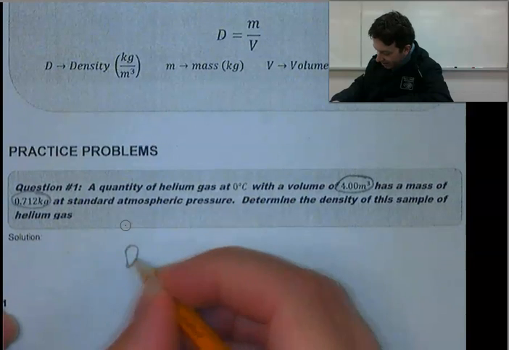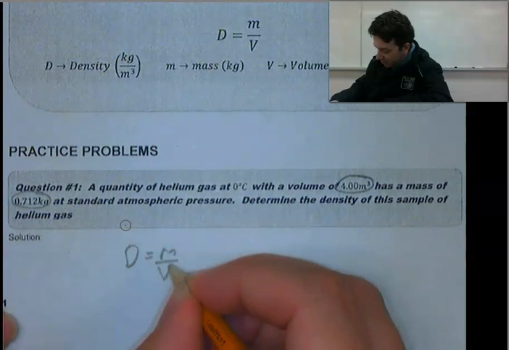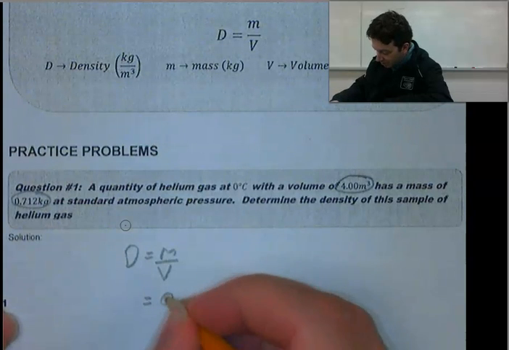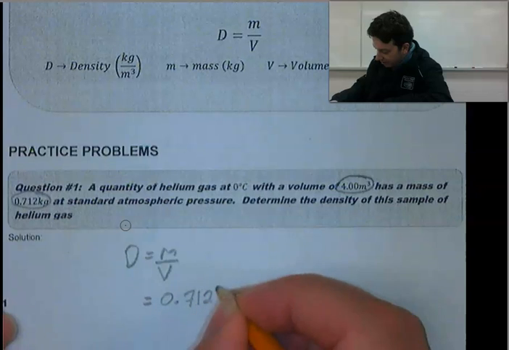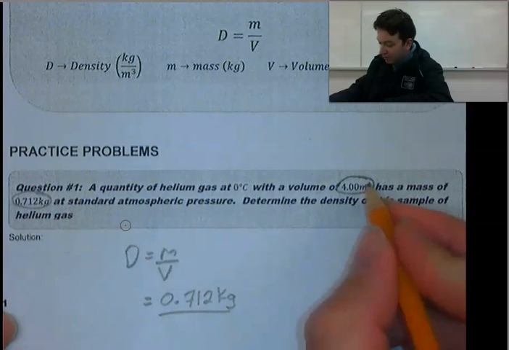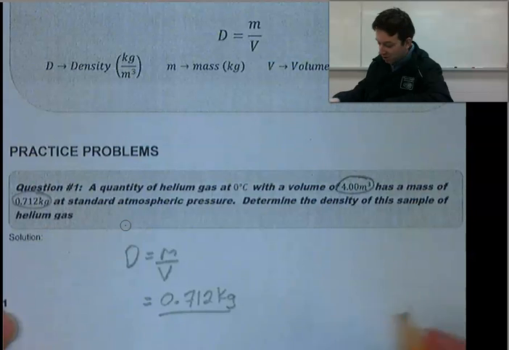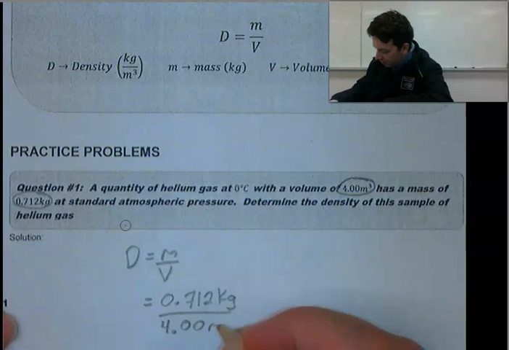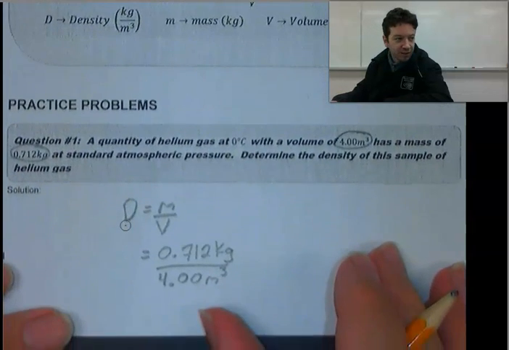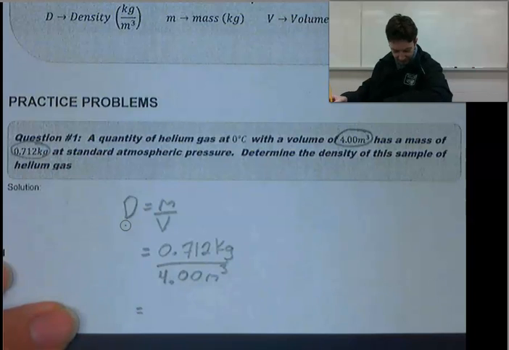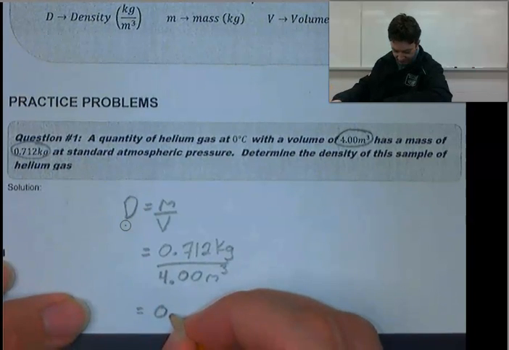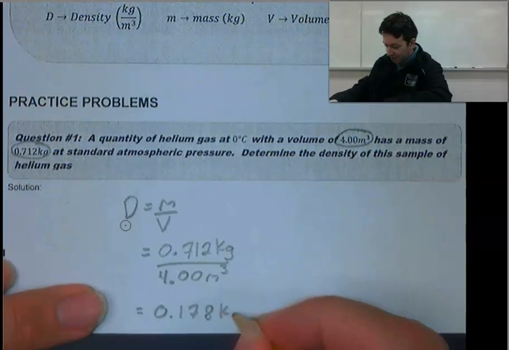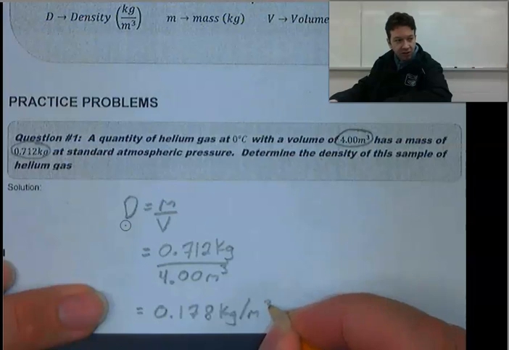So let's write this, density equals mass over volume. And we don't need to rearrange this equation. So our mass is 0.712 kilograms. And we don't even need to convert units, right? It's all good for us. Divided by 4 meters cubed. Okay, put that in our calculator. We get 0.178, and the units would be kilograms per meter cubed.